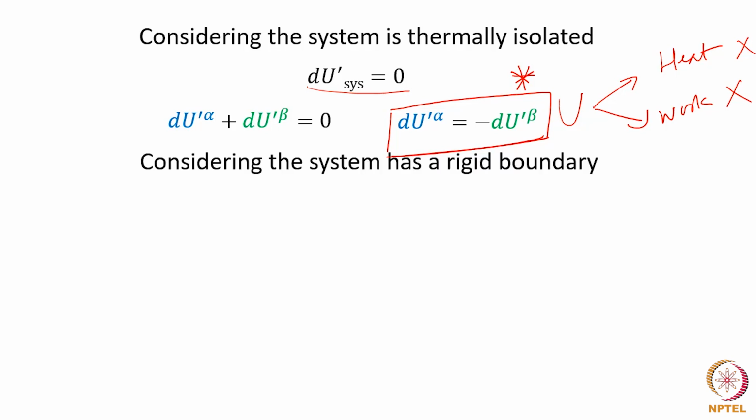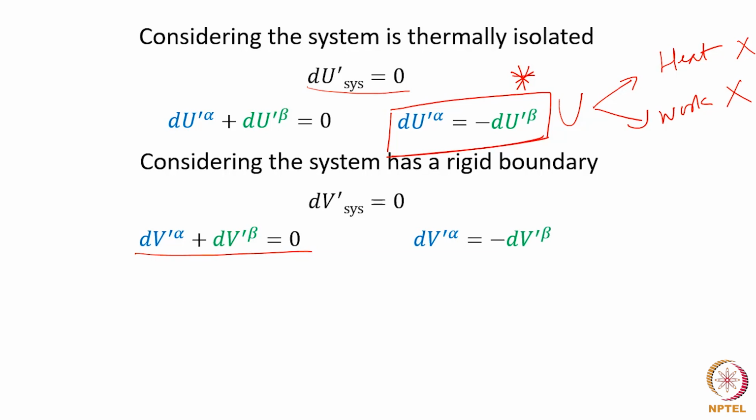Similarly, because the system has a rigid boundary, the volume of the entire system is not going to change. So we can say that V system is equal to constant, which means that the change in the volume of the system is 0. And again, the volume of the system is a summation of the volume of the alpha region and the volume of the beta region, which means that dV alpha plus dV beta is equal to 0, which means that dV alpha is equal to minus dV beta. Again, this is an important relationship for us because we are going to use this to eliminate one of the two quantities that are listed.